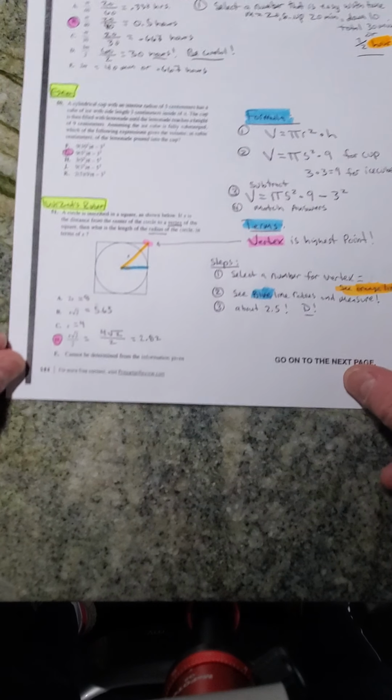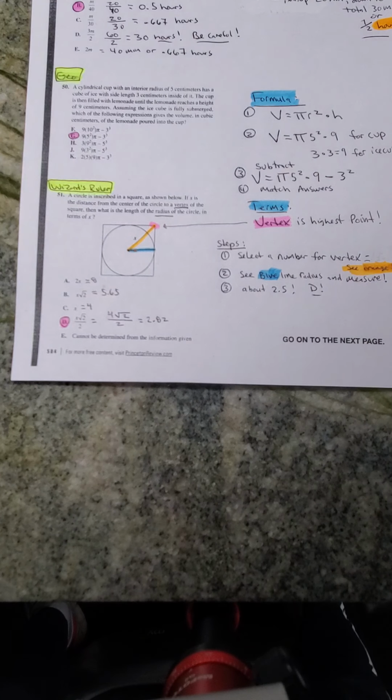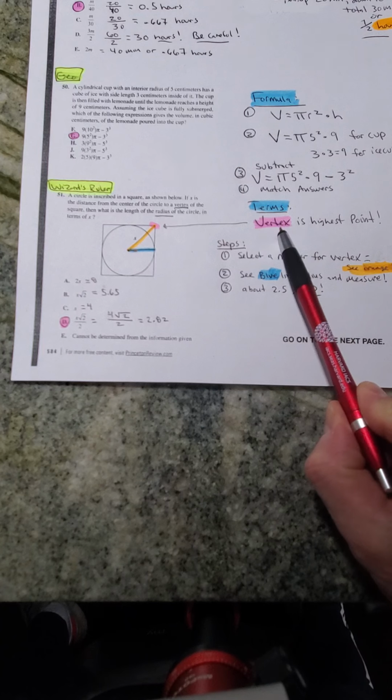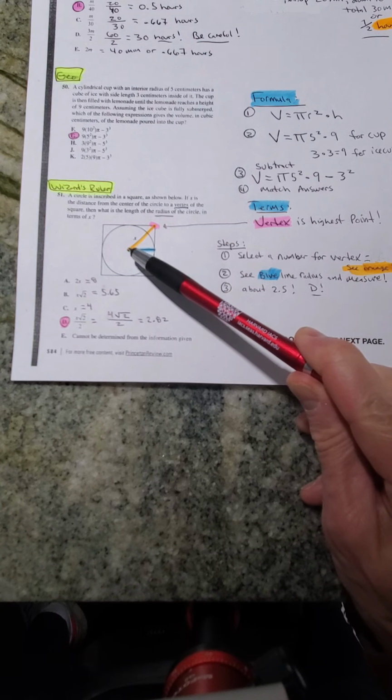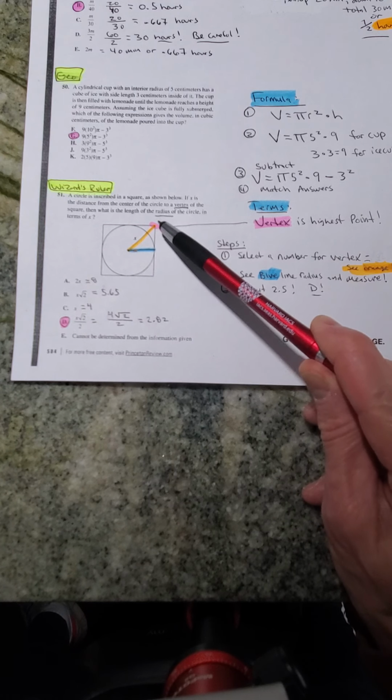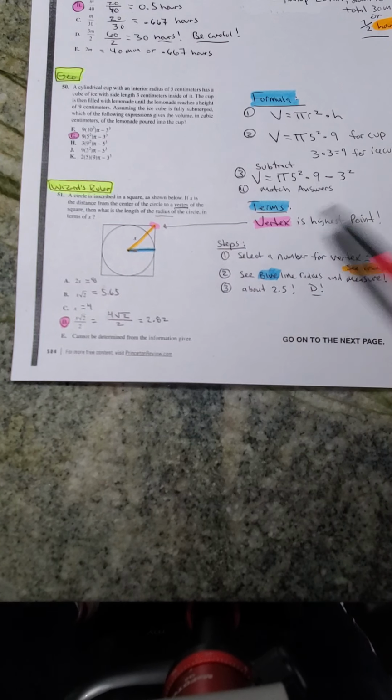Kids, problem 51 is a little bit of Wizard's ruler. Ha ha ha. Take a look over here. First of all, the term here, it says vertex. The vertex is the highest point. So they give you this. From here to here is the vertex. That is the longest leg or the highest, right? The highest point.